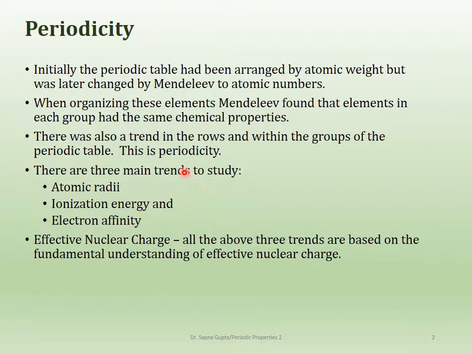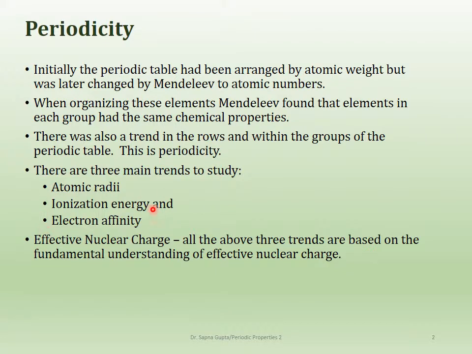We learned back in chapter 2 that the first periodic table that was designed was actually made according to atomic weight, but that did not seem to follow certain trends, so Mendeleev rearranged it according to atomic numbers. Because of that he was able to see that certain elements in groups had the same kind of chemical properties, which means that there were certain trends in periodic tables. These trends occur in rows and groups of the periodic table and are called periodicity.